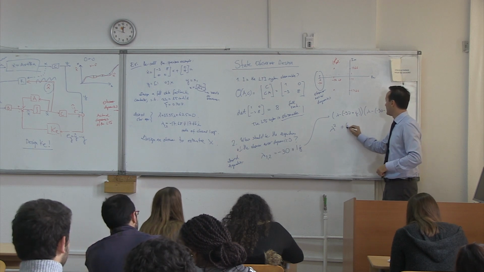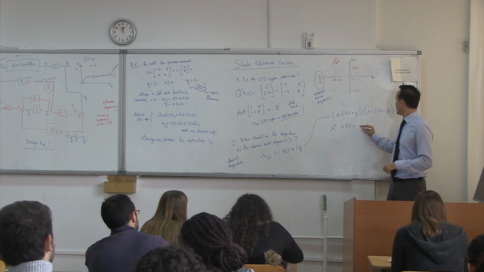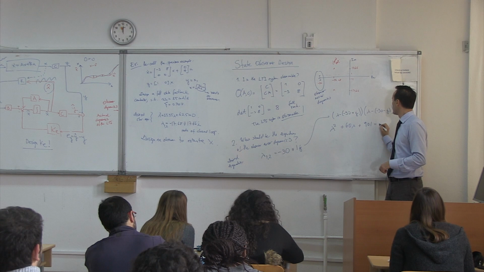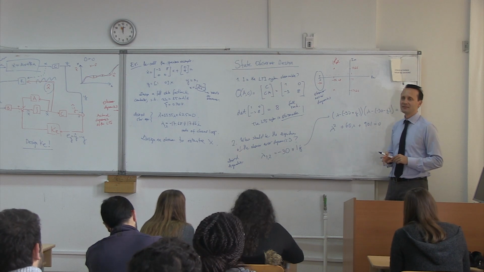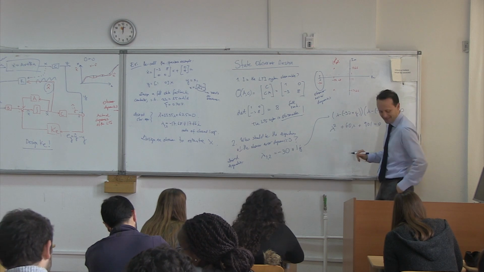Plus 60 lambda. Now we are getting excited. Plus or minus? Plus 901 equals 0. Is that right? Good. Okay, so that's the one.